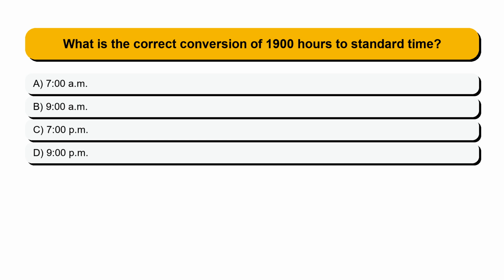Question 89. What is the correct conversion of 1900 hours to standard time? Option A, 7 a.m. Option B, 9 a.m. Option C, 7 p.m. Option D, 9 p.m.